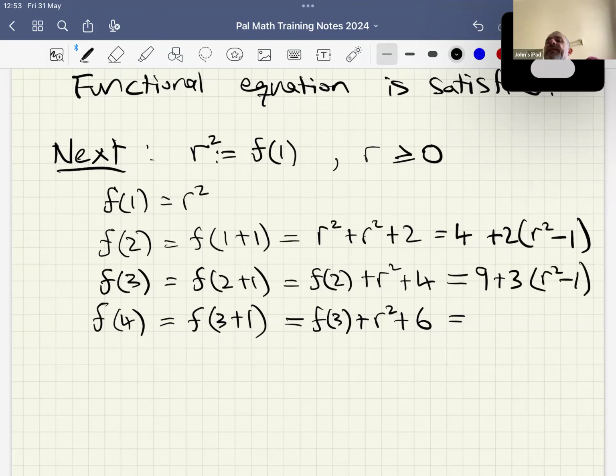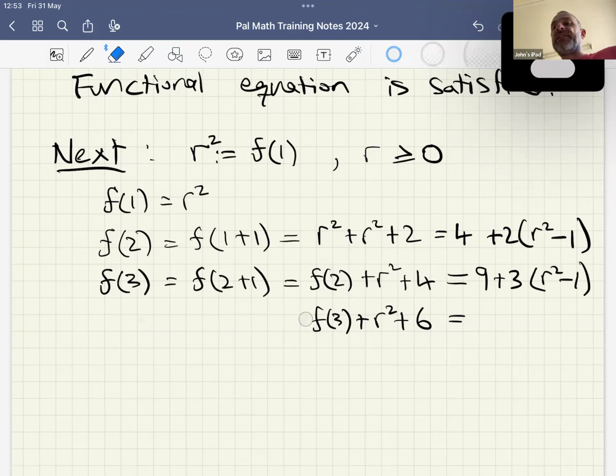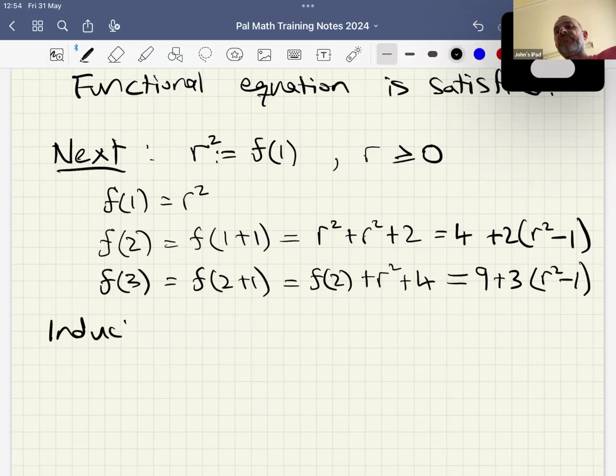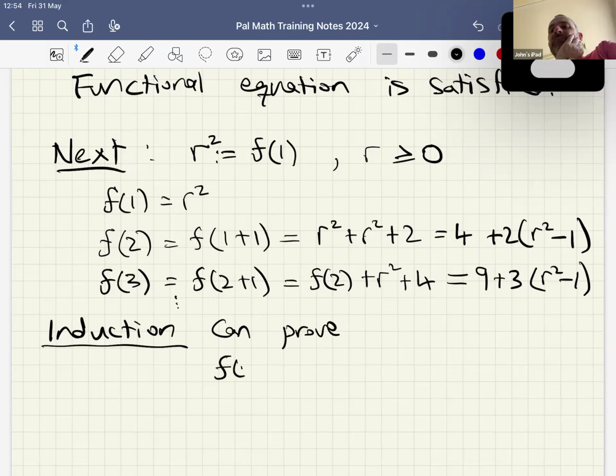So if I think about that, okay, I'll give you the general rule, which you can prove by induction. I guess there's a little bit of work here in even coming up with the correct formula. So by induction, you can prove the following. f of n is n squared plus n into r squared minus 1.